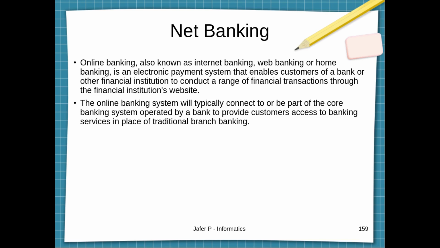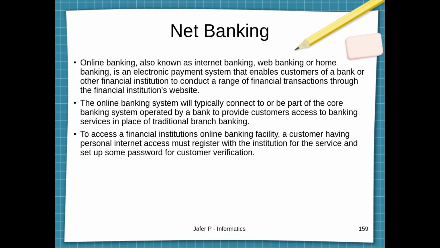The online banking system will typically connect to or be part of the core banking system operated by a bank to provide customers access to banking services in place of traditional branch banking, right? What do you mean by traditional branch banking? You have to physically go there and do your transaction. Instead of that, we have home banking or online banking where you can sit in your home or your workplace, or anywhere in the world, and do the transaction.